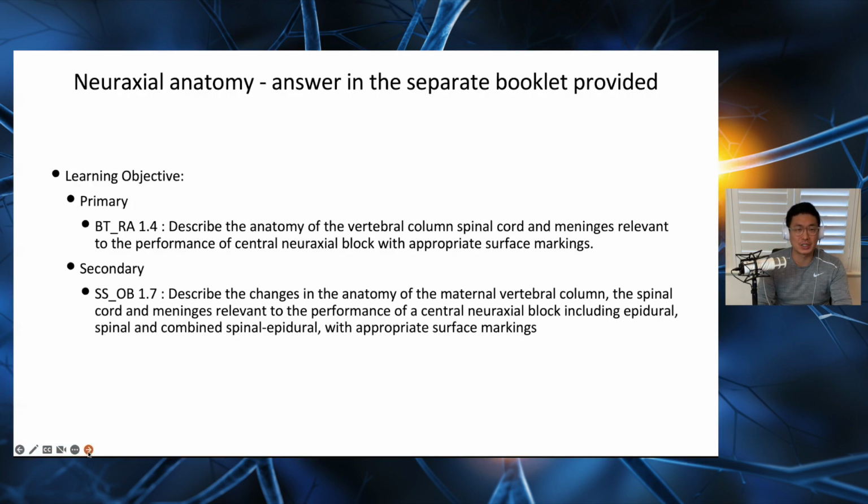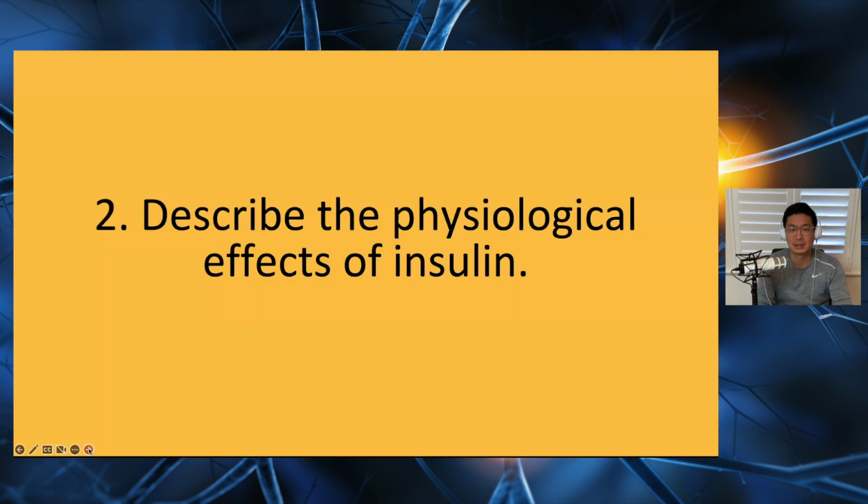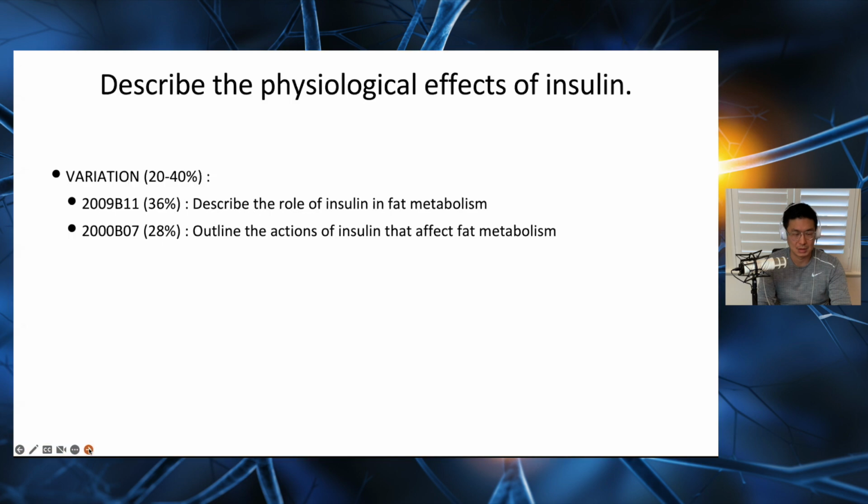So we move on to question 2. Question 2, describe the physiological effects of insulin. And again, this was a variation with a 20 to 40% pass rate of the 2009 B11 and 2000 B7 questions. Describe the role of insulin in fat metabolism and outline the actions of insulin that affect fat metabolism.